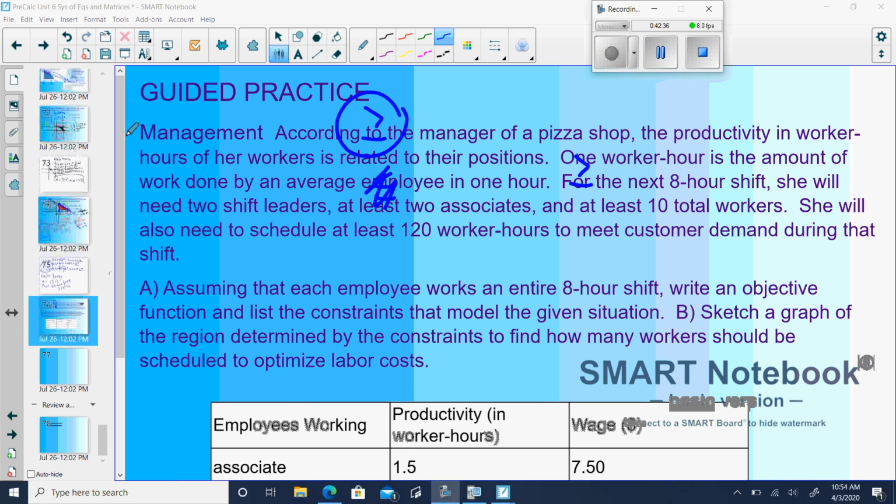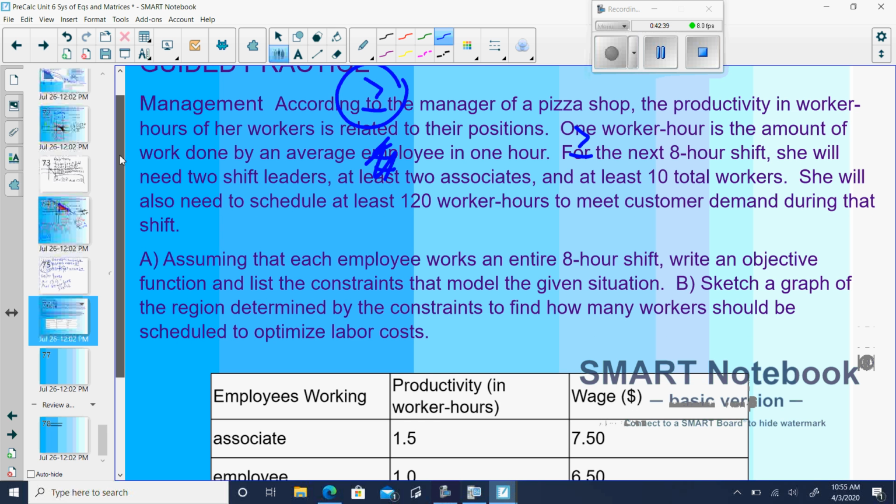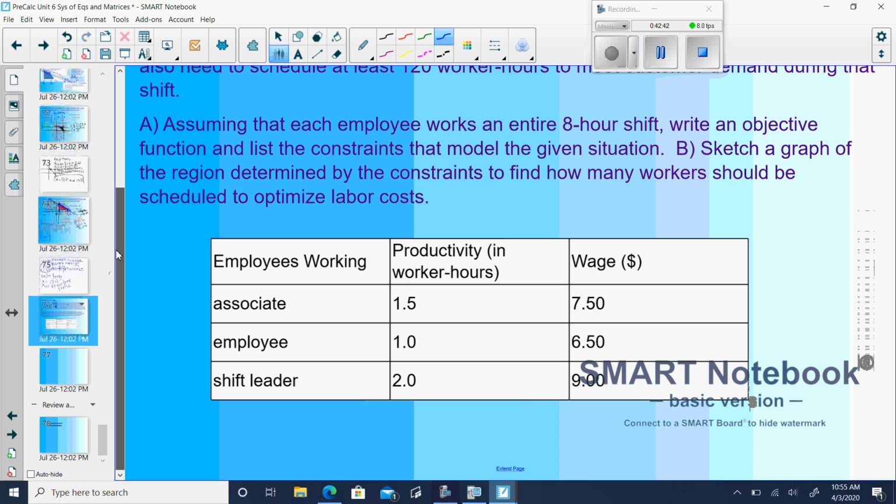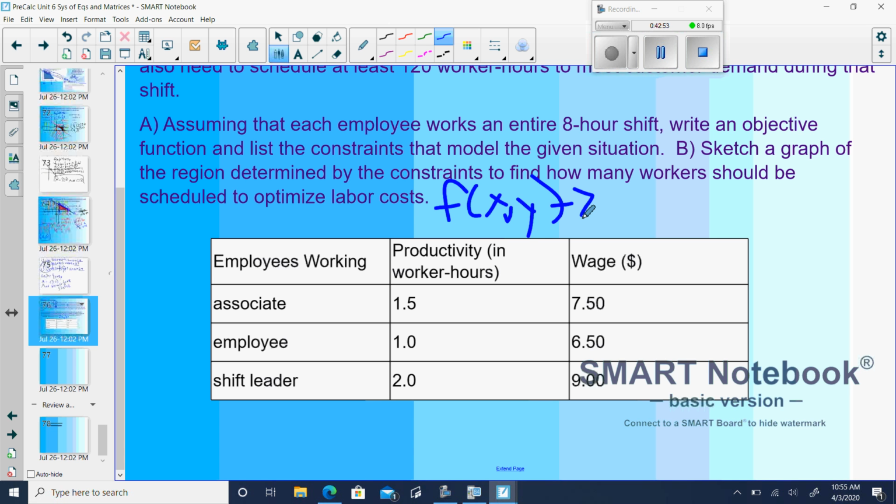Well, let's set these equations up. We're looking for a way to optimize labor costs. So that means our f of x, y should be talking to this manager about money. What's it going to cost for each person? Well, we know that we have to have 2 shift leaders, and at least 2 associates. So why don't we say that associates will be x, employees, let's make those y. So associates, we have to have x greater than or equal to 2.